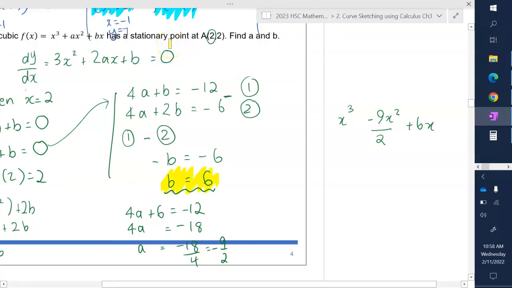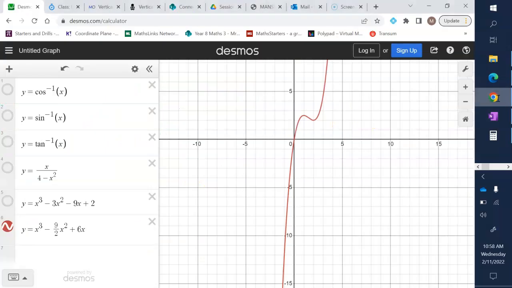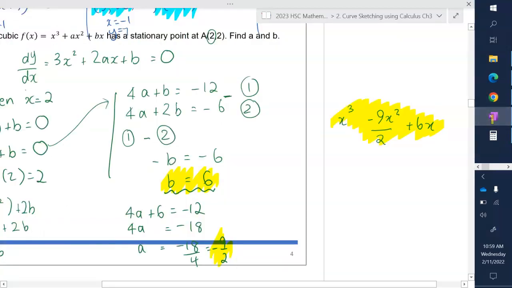I've just popped into Desmos to have a little look. a I've just cancelled down from minus 18 over 4 to minus 9 over 2. So the function would look like this. It would be x cubed, where the a was, I popped in minus 9 over 2, x squared, plus our b goes in, becomes 6x. So that's what our equation looks like, and it's saying it has a stationary point at 2, 2. So if I pop that into Desmos, there's the equation. This is what it looks like. It does have a stationary point at 2, 2. If I pop in there it is, at 2, 2 over here. It just happens to also have another stationary point, but we weren't asked to find the other stationary point. We were only asked to deal with the one that was 2, 2.